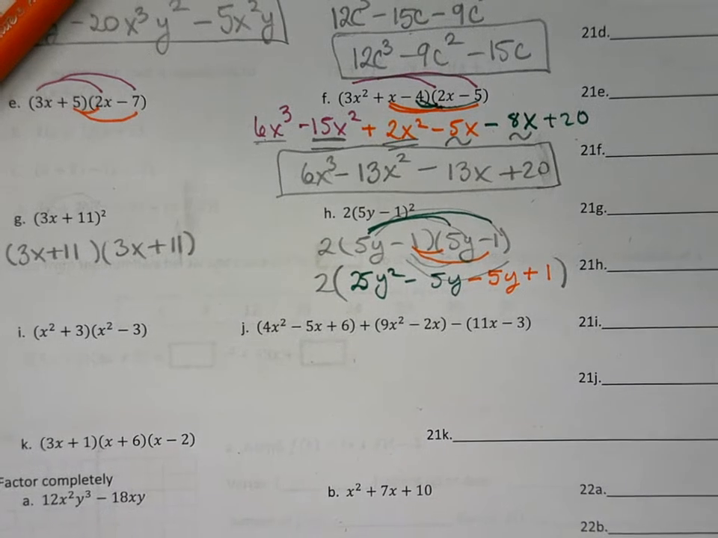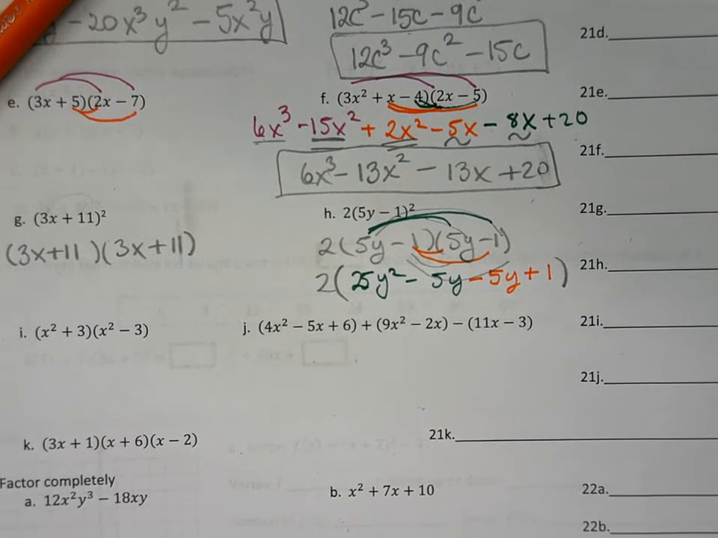Yes? What does it mean when we distribute 2 with the 2 negative 5y's, wouldn't that make negative 10y squared? You can distribute first. It would be negative 10y, no, not squared.